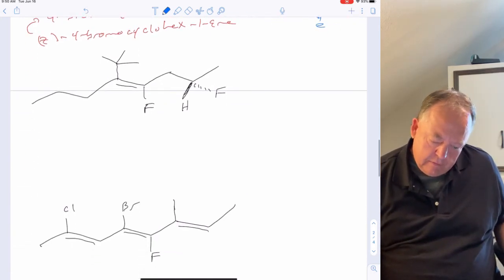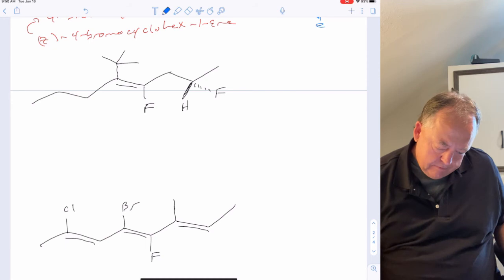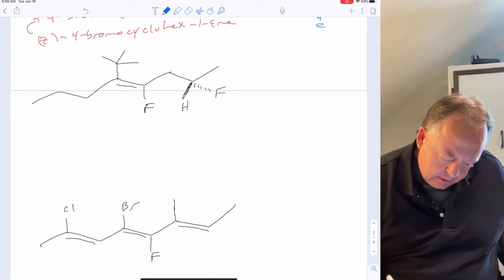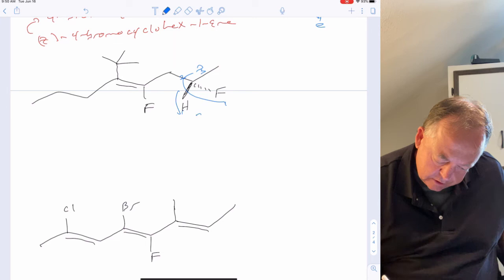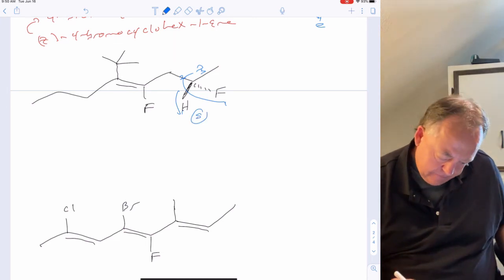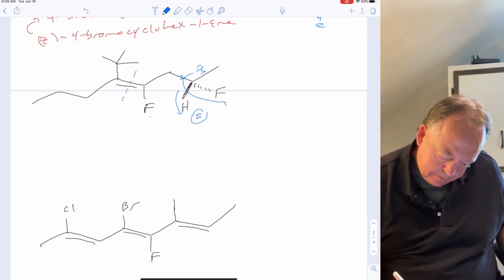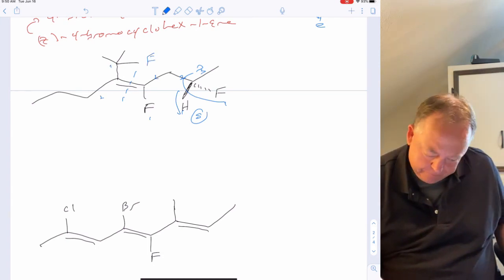Okay, so if we name these two, let's see. So 1, 2, 3 would be R. 4 is on the solid wedge, so we have to reverse the arrows. So the stereochemistry here is S. And for the double bond, that's priority 1 and 2, and that's 1 and 2. So the ones are opposite, so the double bond is E.